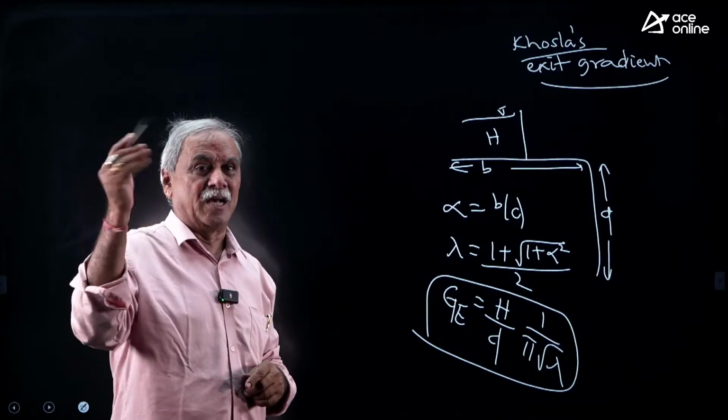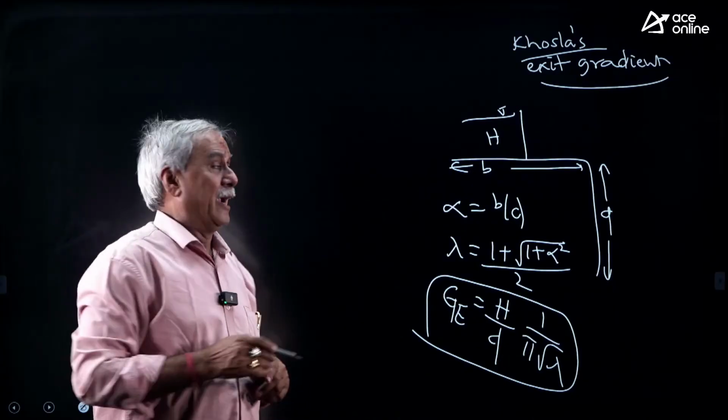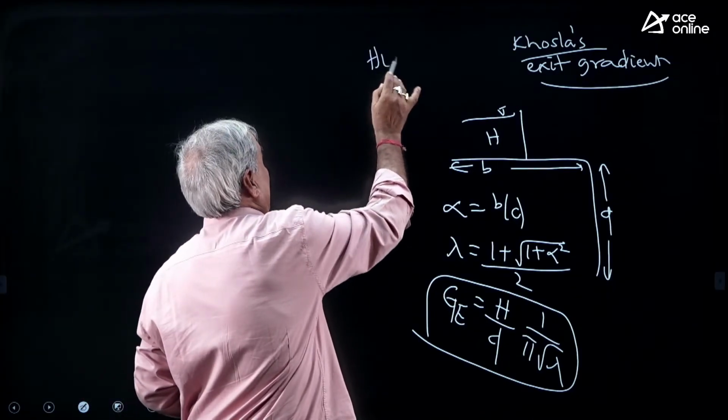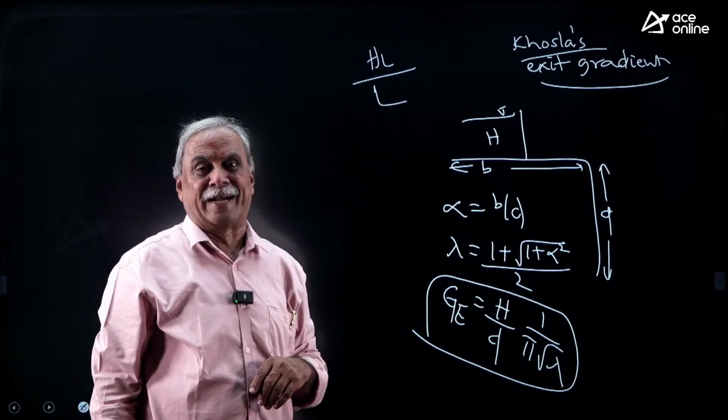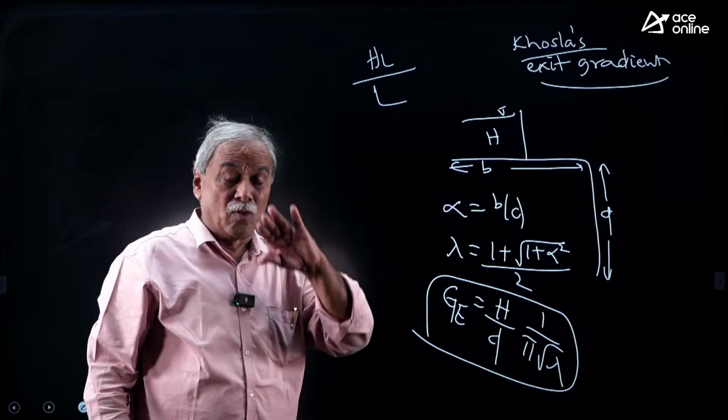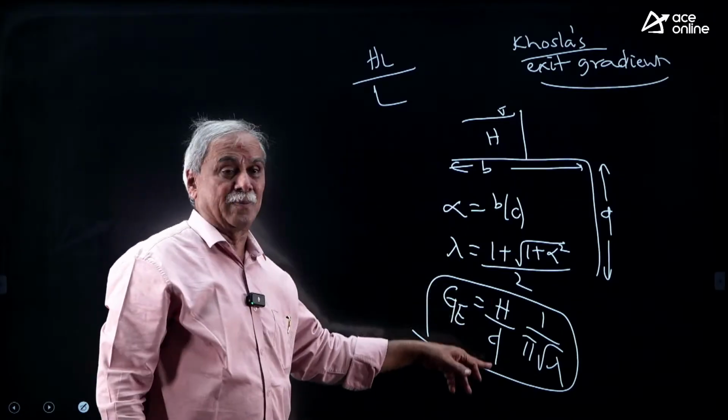Head of the water lost per unit length of the creep. That's the general formula for hydraulic gradient. It is now converted into exit gradient by this formula.